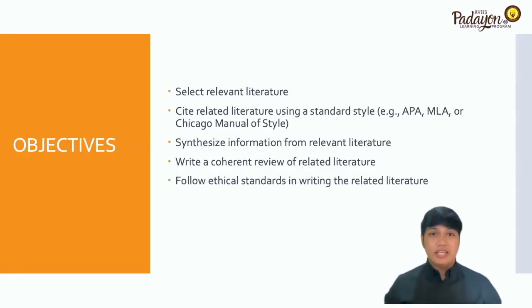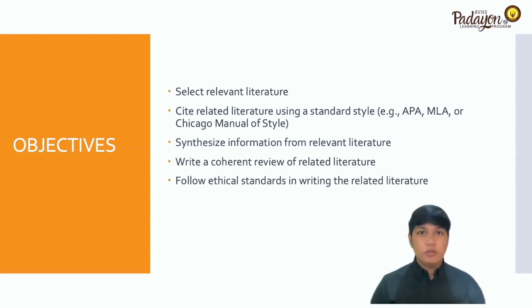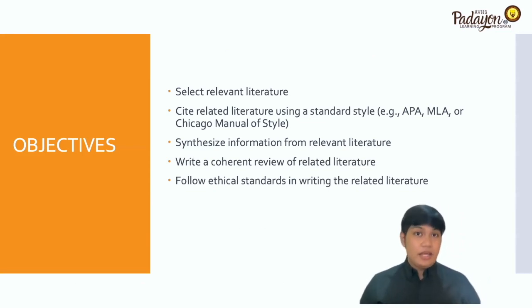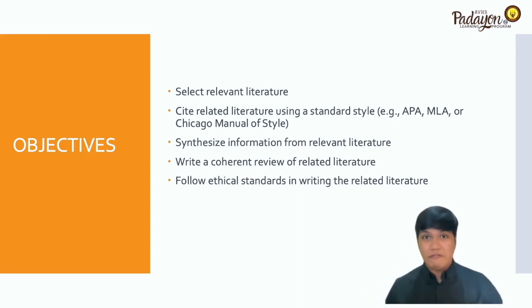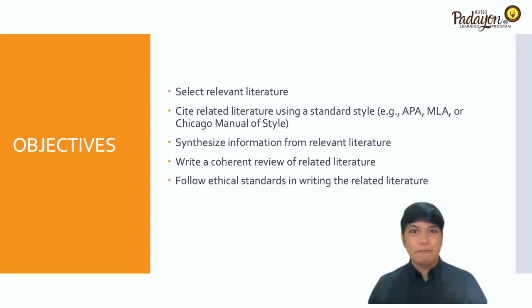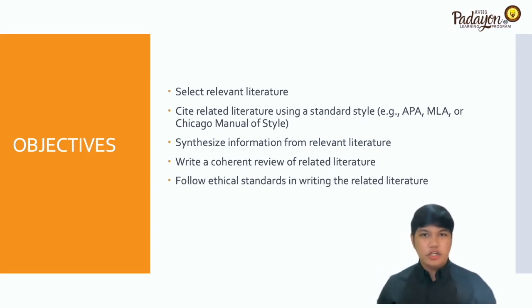So what are our objectives for this particular week? I want you to select relevant literature after this. Cite related literature using a standard style. Examples would be APA, MLA, and Chicago Manual of Style. Again, we'll be giving you a discussion of these 3 particular styles of citation. However, we will just be simply focusing on APA. Third is synthesize information from relevant literature. Fourth is write a coherent review of related literature. And lastly, follow ethical standards in writing the related literature.